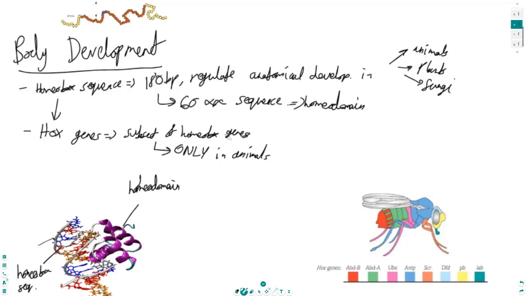Anyway, HOX genes were first discovered in the African clawed frog, you don't need to know this, but it's in the textbook, called Xenopus. This was in 1984, where Edward de Robertis discovered these HOX genes in the frog.